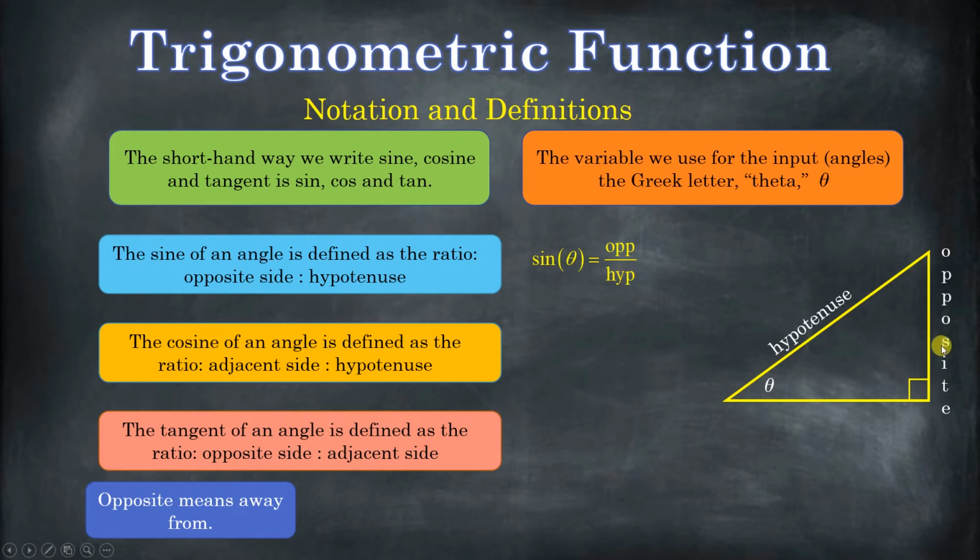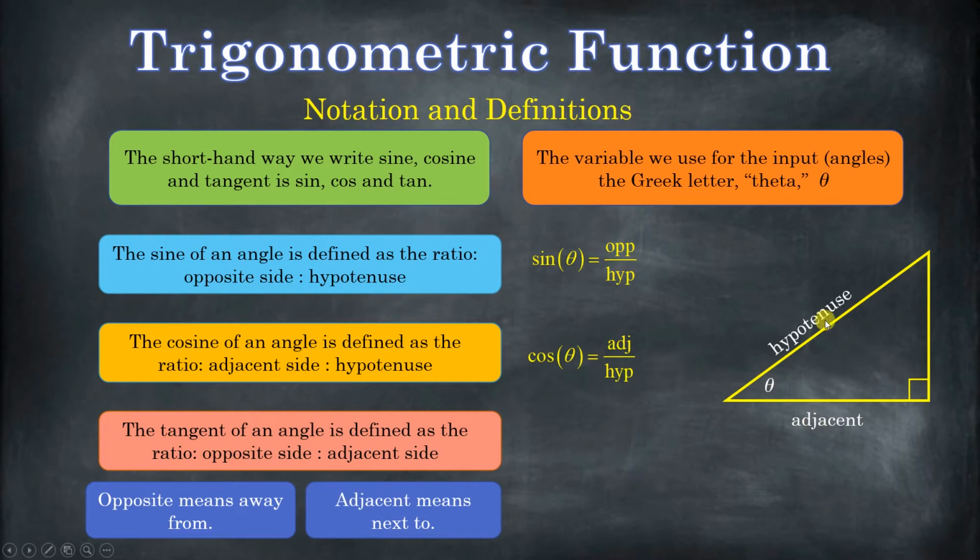Now, opposite means far away from. Adjacent means next to. Cosine is adjacent divided by hypotenuse. So if this was our angle right here, the adjacent side is here underneath, and the hypotenuse, well, is fixed. It's the hypotenuse. So cosine is the adjacent length divided by the hypotenuse. So there's not like a mathematical procedure that you use to figure out what the relationship is.